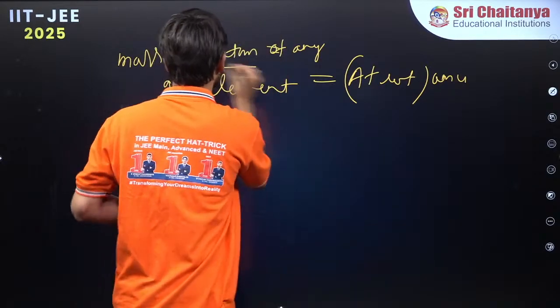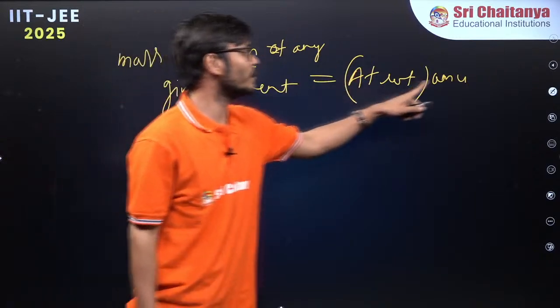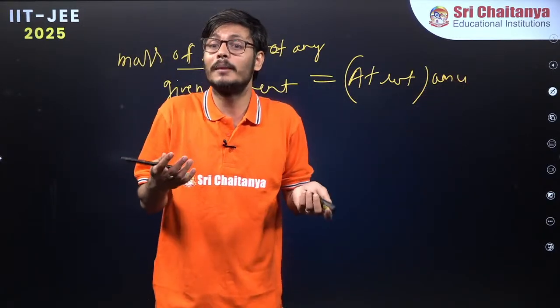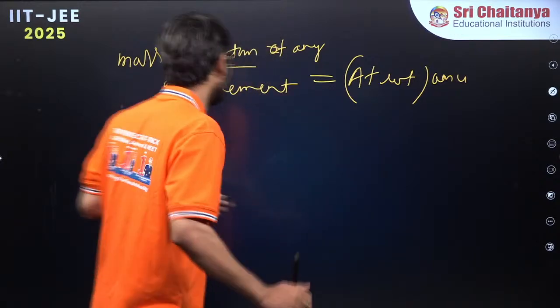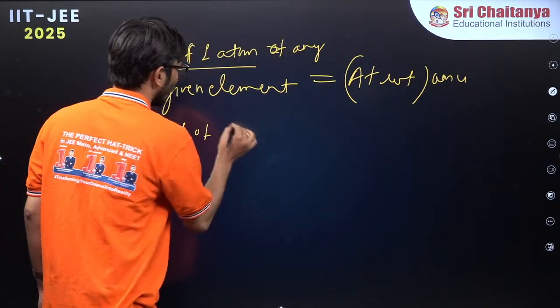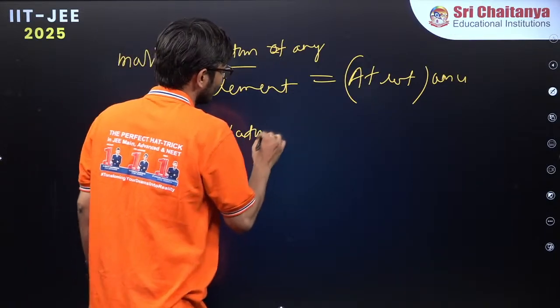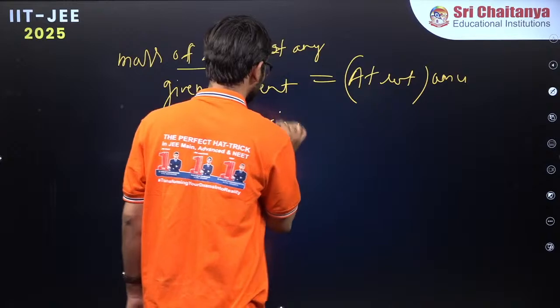Mass of one atom, this is mass, beta ji, not atomic weight. Mass of one atom is measured with respect to AMU. How much AMU? 16 times, 18 times, 20 times. Let us say, what is the mass of one atom of any other element, nitrogen?